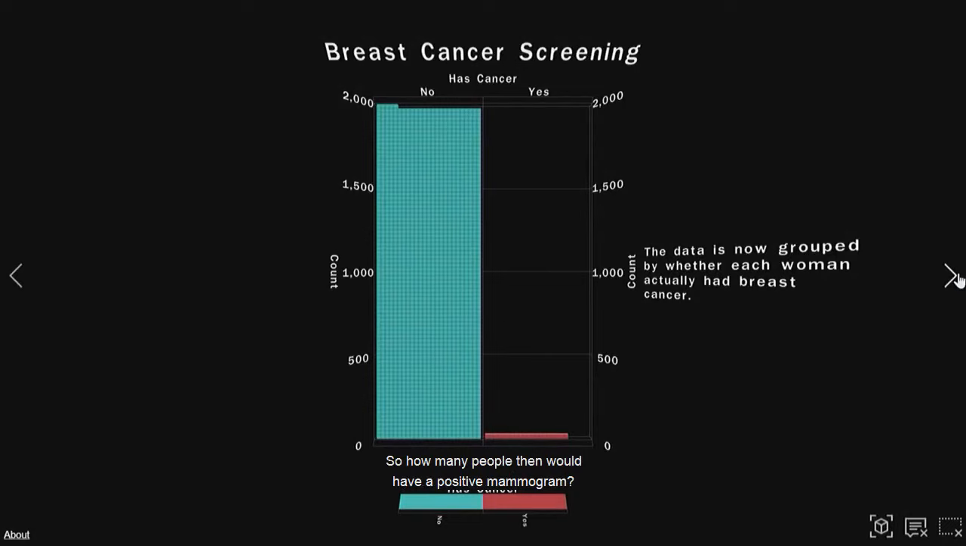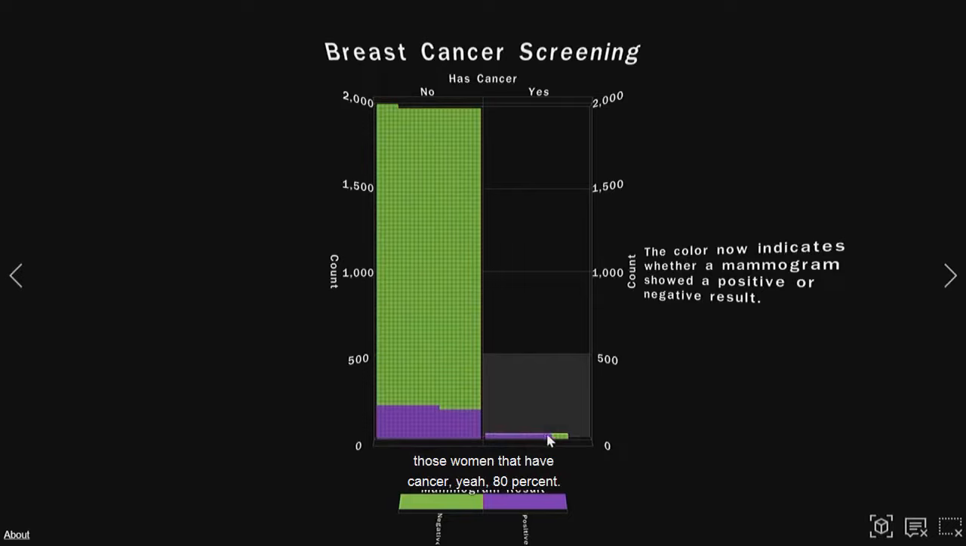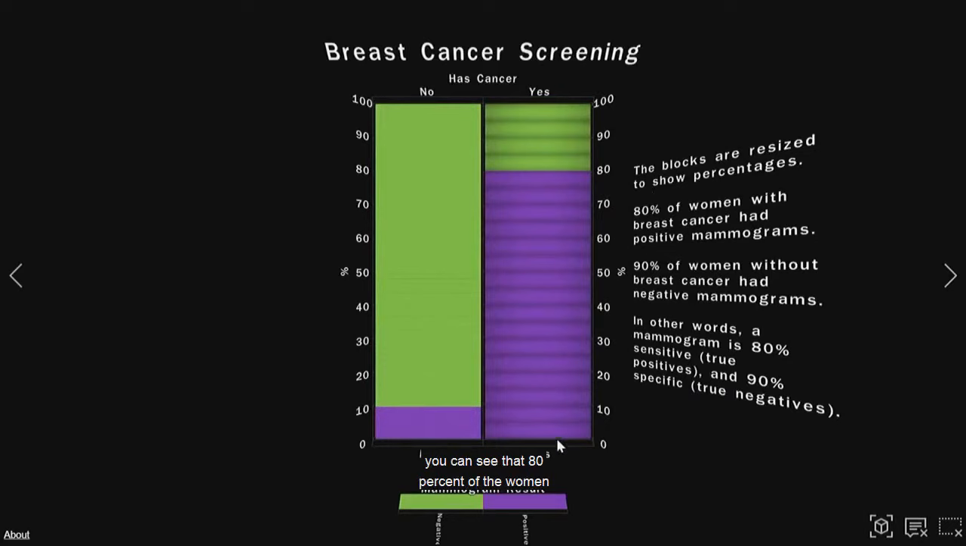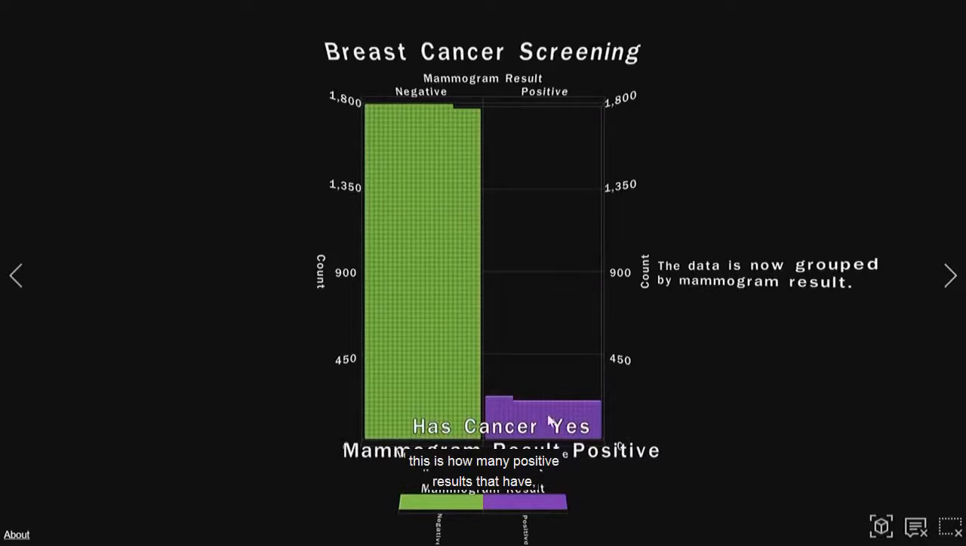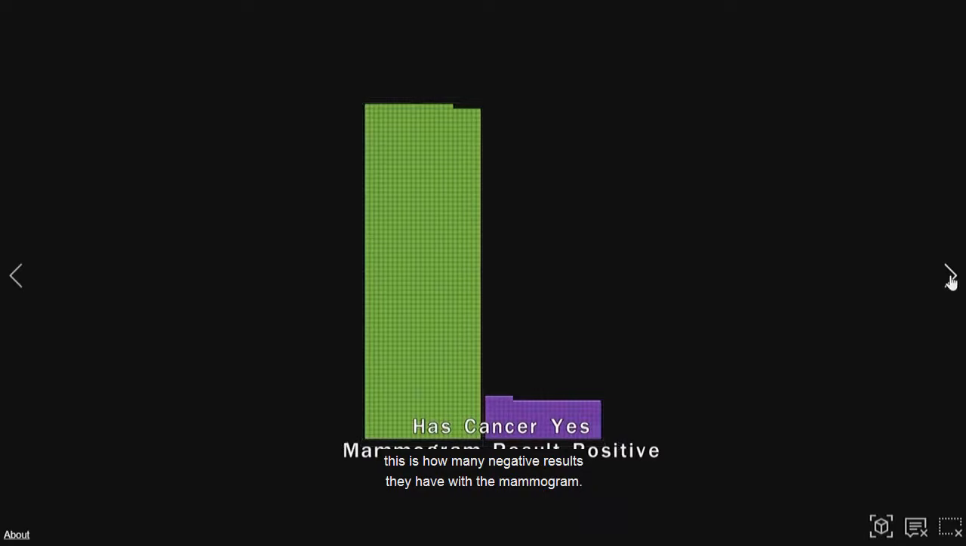So how many people then would have a positive mammogram? You can see that of those women that have cancer, 80%, we do a lot. There's also that false negative, about 9%. Again, when we look at these by percentage, you can see that 80% of the women that do have cancer have it detected, and about 9.6% of those without it also test positive. But you saw how many there were. So when we actually look at the absolute numbers of these things, this is how many positive results they have. This is how many negative results that they have of the mammogram.